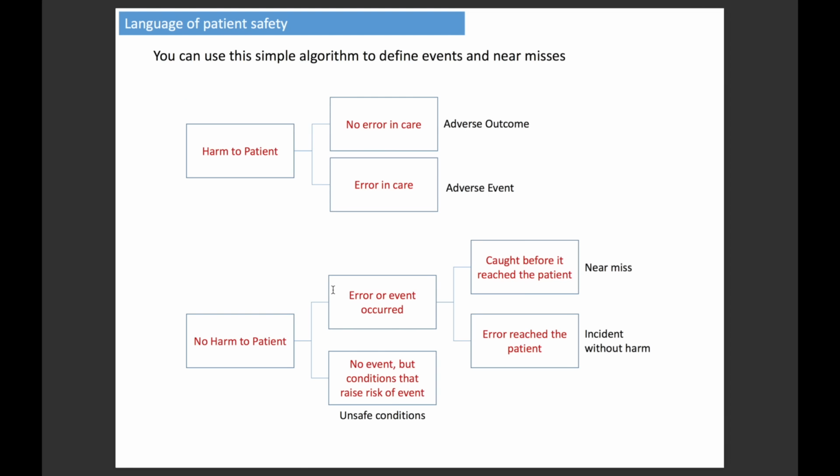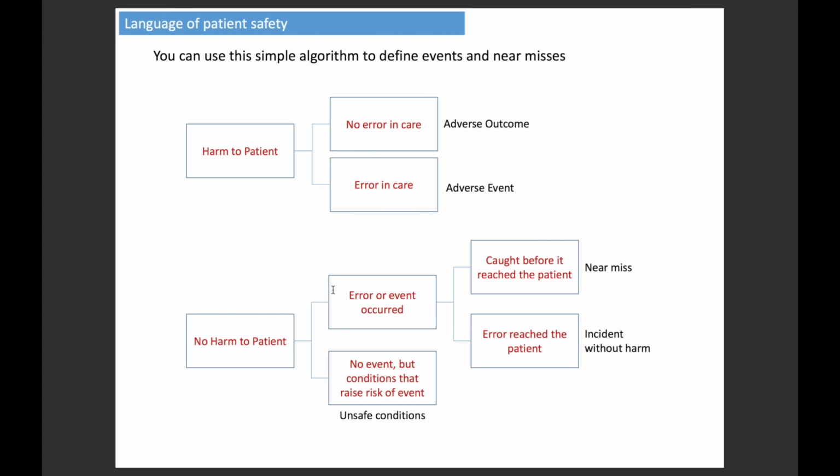So now we're going to talk about the language of patient safety, because this lexicon is important for every healthcare worker to understand. And you can use a simple algorithm to define events and near misses. So the first way I want to orient you is to the idea on the left that these are harm to the patient or no harm to the patient. And it's really important to understand this, that there are errors that are going to occur, but the big question is, are patients harmed? So let's deal with the top box first.